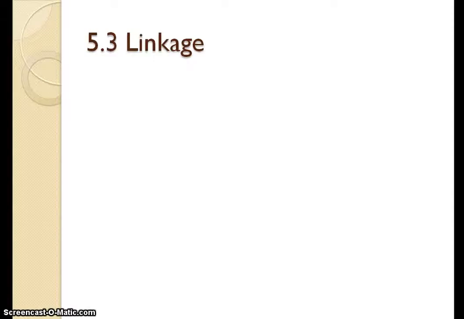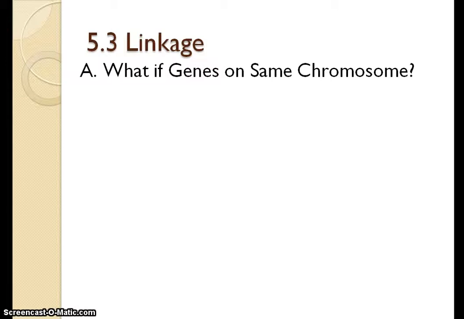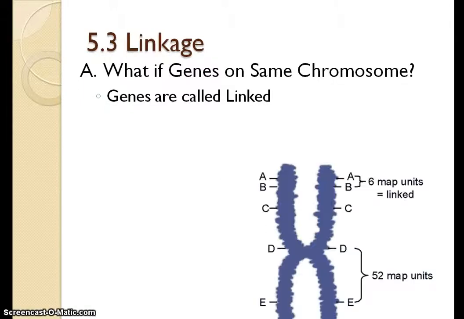Today we're going to be talking about linkage and what that means for ratios that do not follow the expected Mendelian ratios. And this is section 5.3 in your book. Basically what we need to consider is the question, what's going to happen to our Mendel ratios if the genes are located on the same chromosome? If they are, we would call those genes linked. So linkage is referring to genes that are found on the same chromosome.